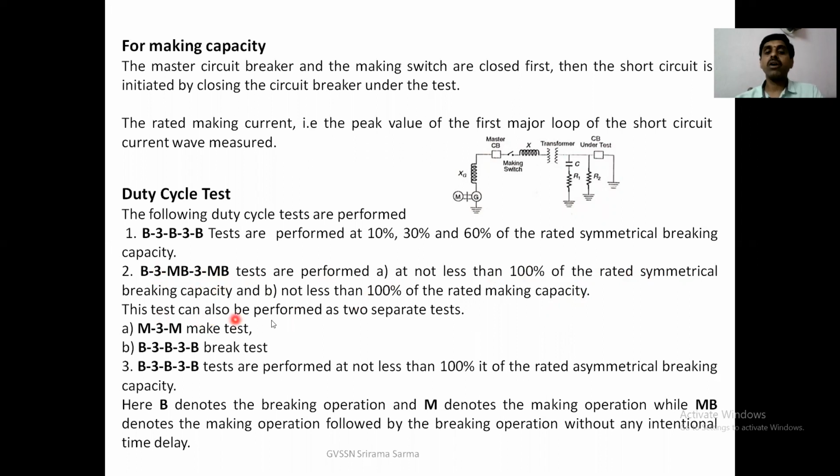This test can also be performed as two separate tests. One is making followed by some interval, and again making. This is a make test. The other is the B3B break test. The B3B tests are performed at not less than 100% of the rated asymmetrical breaking capacity. Here B denotes the breaking operation, M denotes the making operation, while MB denotes the making operation followed by the breaking operation without any intentional time delay.